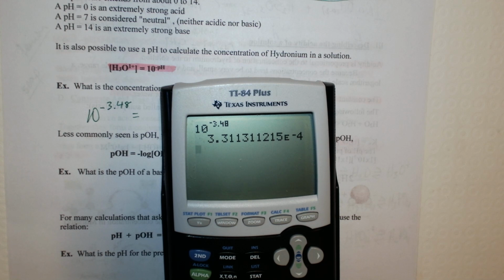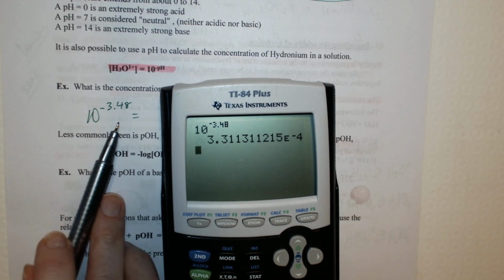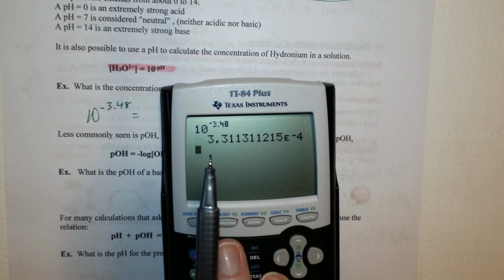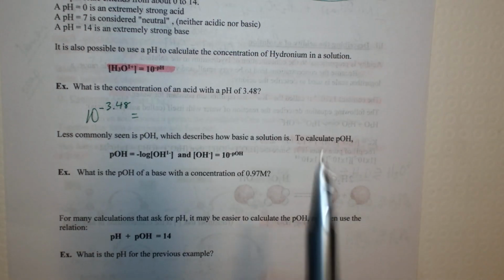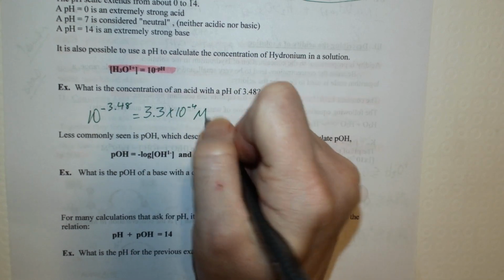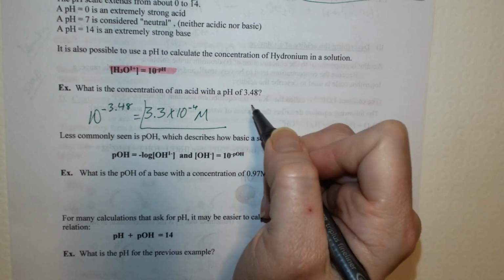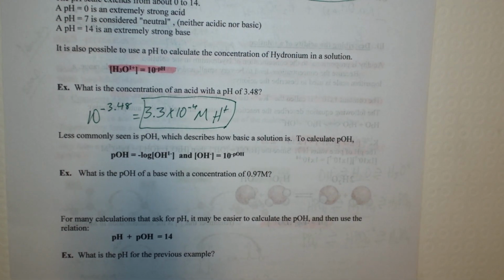But then we have this sig fig rule. The number of decimal places in the pH or the pOH is how many sig figs your concentration should have. This has 2 places past the decimal for the pH, so our concentration should only be 2 sig figs. So this would be 3.3 times 10 to the negative 4th molar. And that's the answer for acid, hydronium, hydrogen, whatever you want to call it. It doesn't matter, either one.